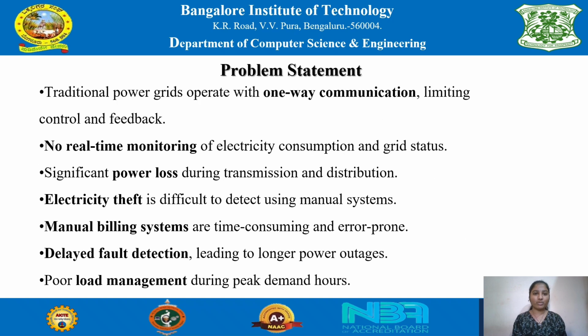Next is problem statement. Traditional power grids suffer from many limitations. They operate with one-way communication. That means consumers cannot send feedback to the electricity provider. There is no real-time monitoring, which makes fault detection slow. Power losses during transmission are high and electricity theft is difficult to detect. Manual billing systems are time consuming and error prone due to poor load management. Power outages occur frequently during peak hours.